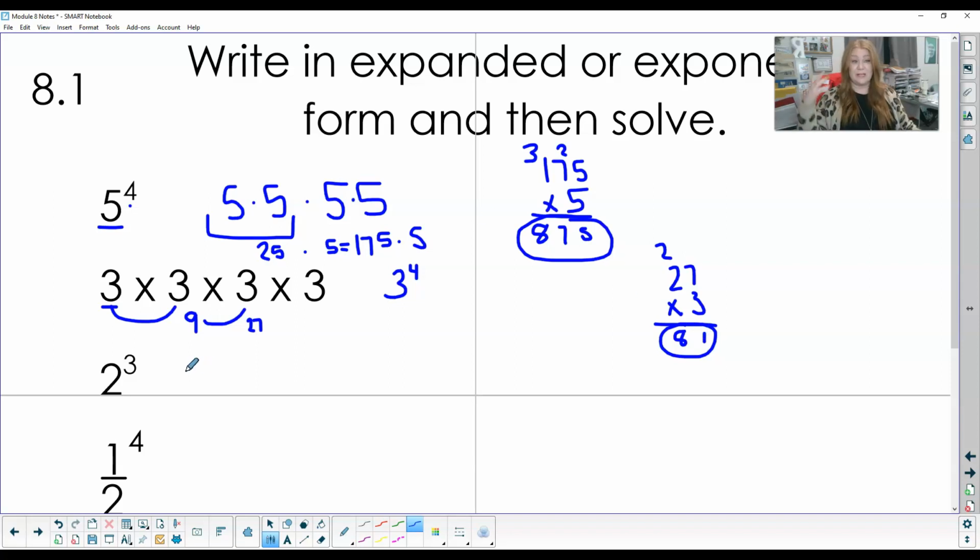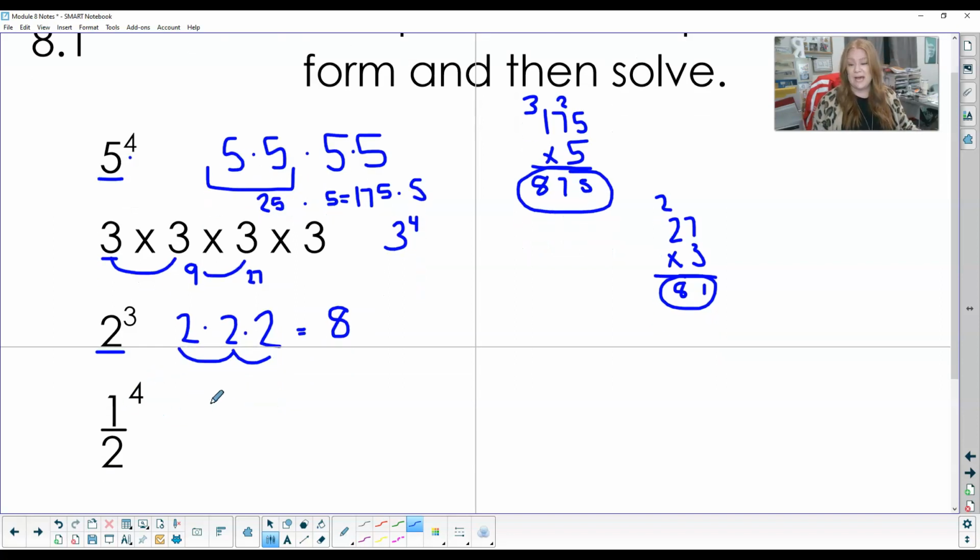They get big really fast because every time I made it 3 times bigger, 3 times bigger, 3 times bigger. Now 2 to the 3rd. If I write this out, 2 is my base. That's the number that's repeated, the factor. 3 times, 2 times 2 times 2. So 2 times 2 is 4, times 2 is 8. It's important to not just skip count. This is not 2, 4, 6. That's repeated addition. We're doing repeated multiplication. 2 times 2 is 4, times 2 is 8.